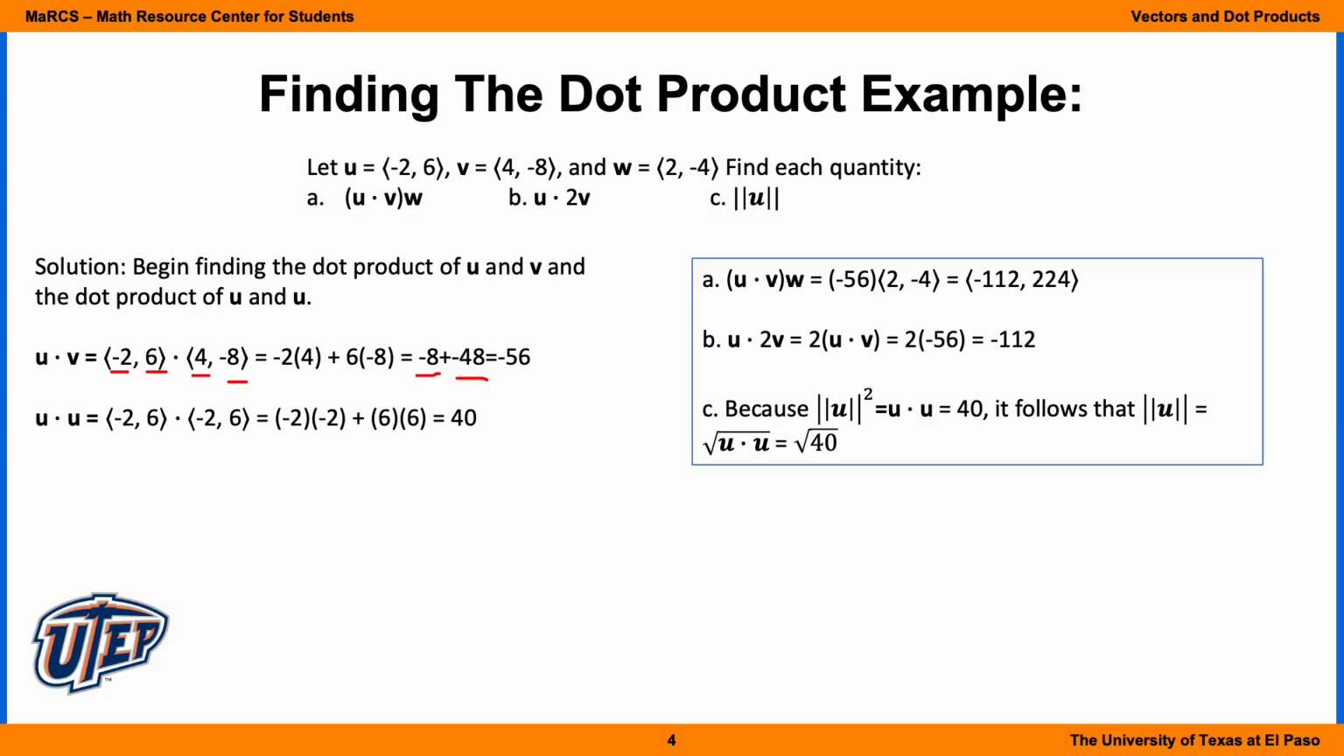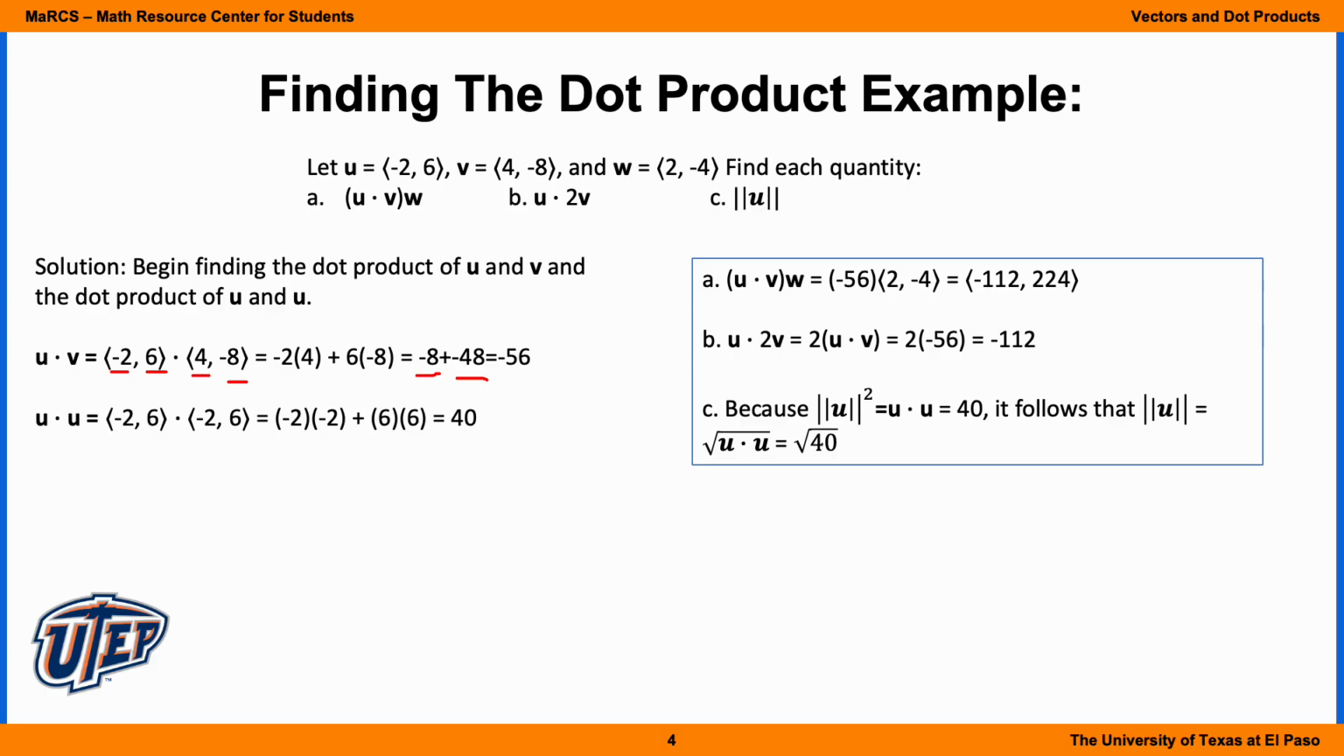Now we can multiply that constant by each of the entries in the vector w. So then we have negative 56 times 2 gives us negative 112. And negative 56 times negative 4 will give us 224.